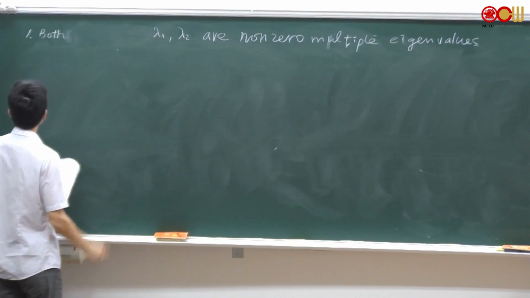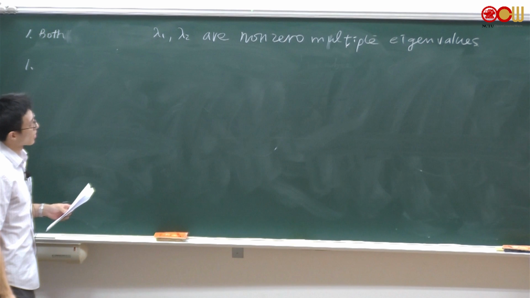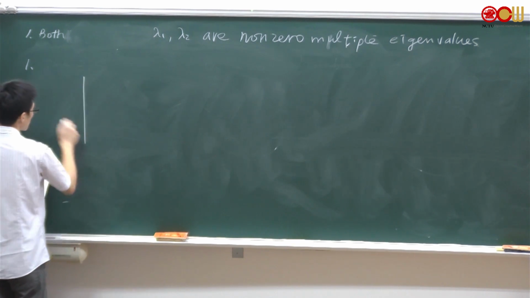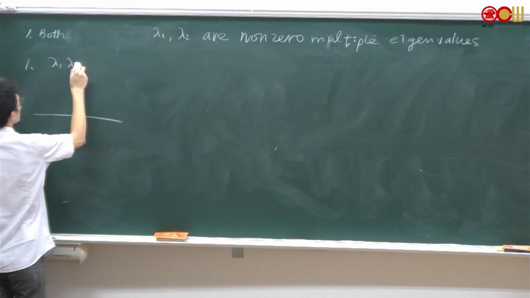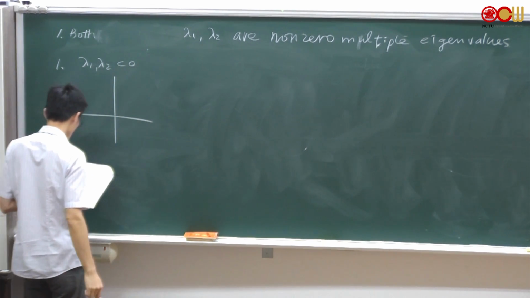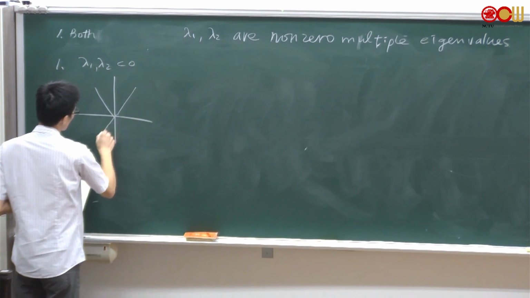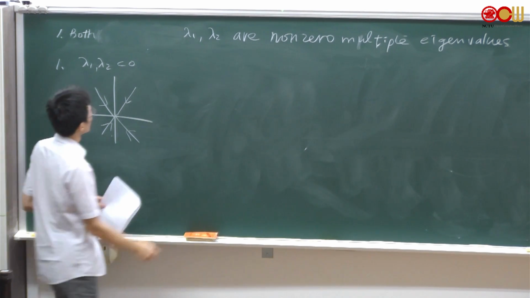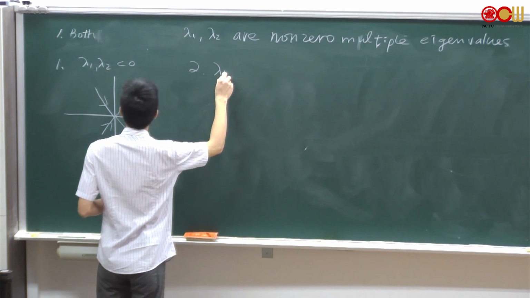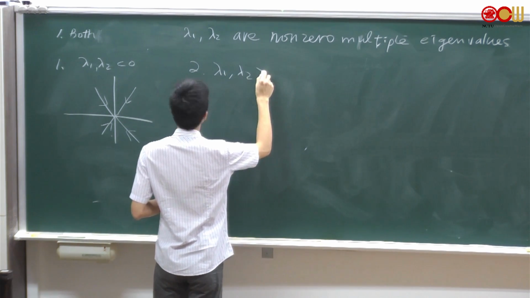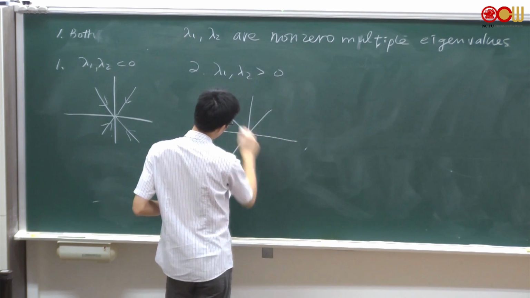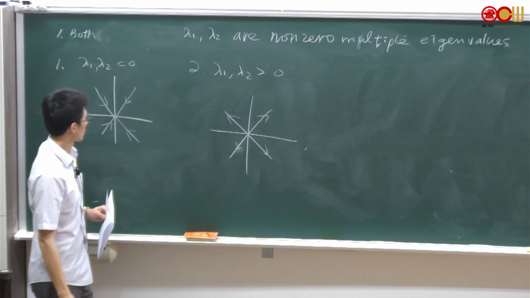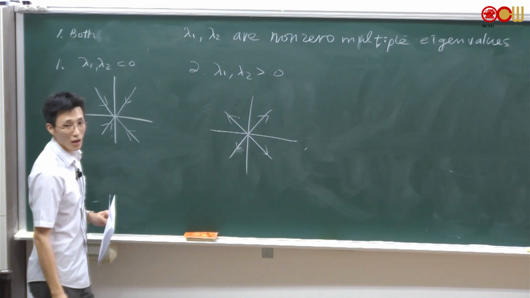For the third case, you will see two cases. If they are non-zero and repeated eigenvalues, if both are negative, you will see this converge to the equilibrium point. If both are positive, it goes away from the equilibrium point. Okay.